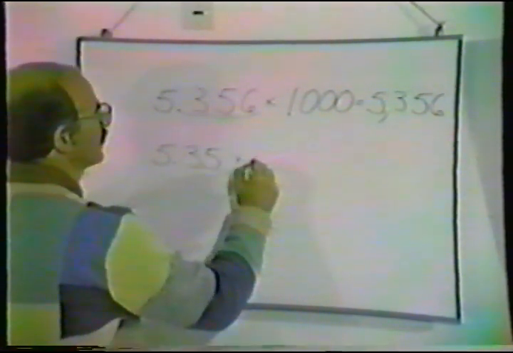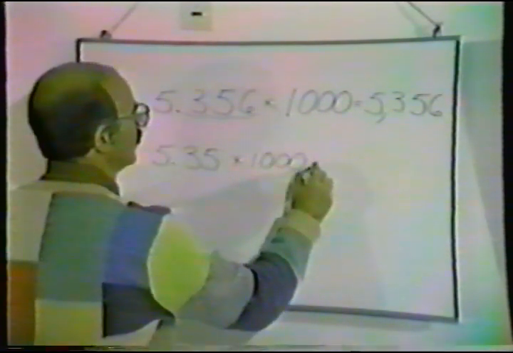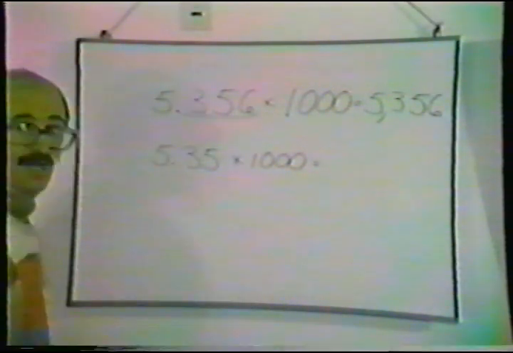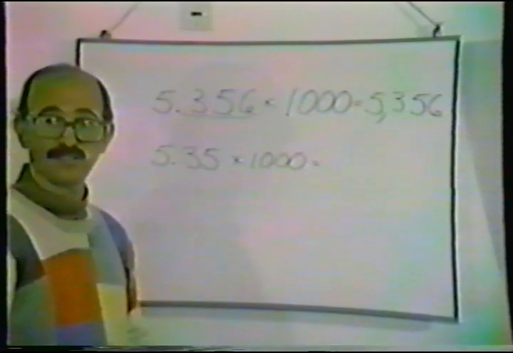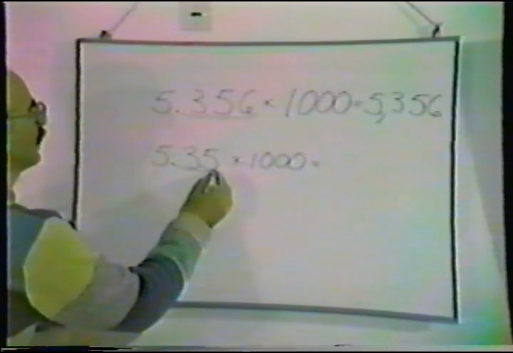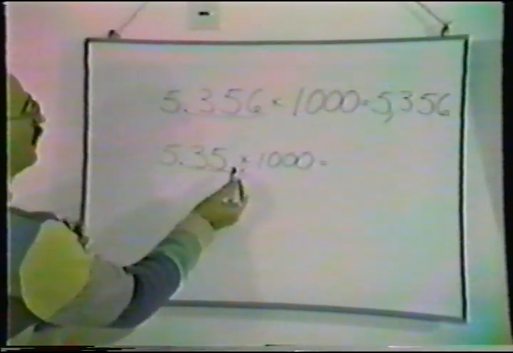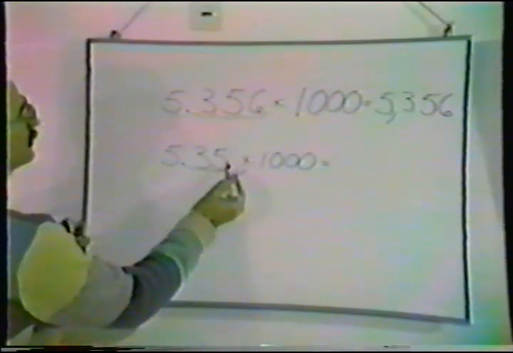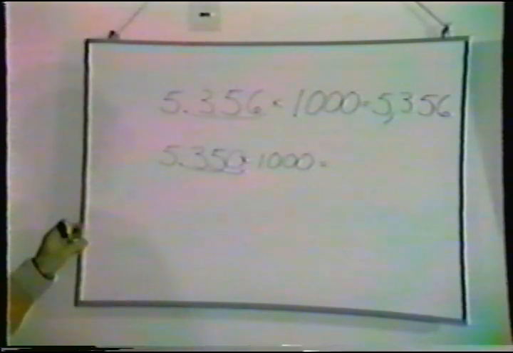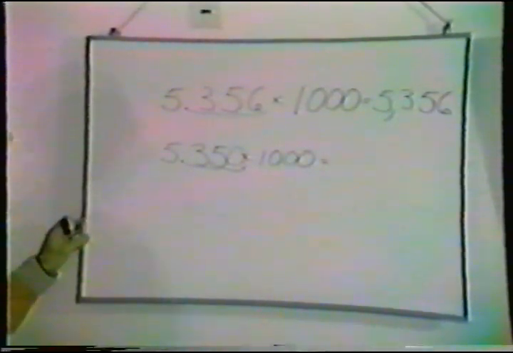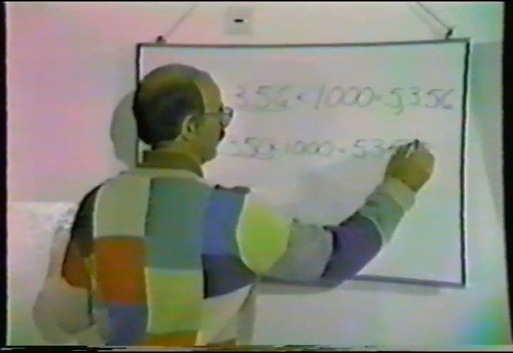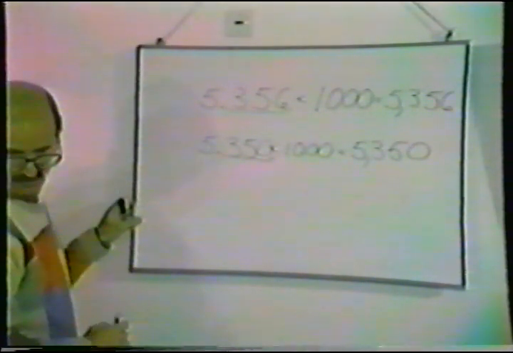5.35 times 1,000. I'm going to go to the right. How many places when multiplying by 1,000? 3. I have to go 1, 2, and 3. What do I put in this empty place? A 0. I have to fill the empty place. What is the answer? 5,350.